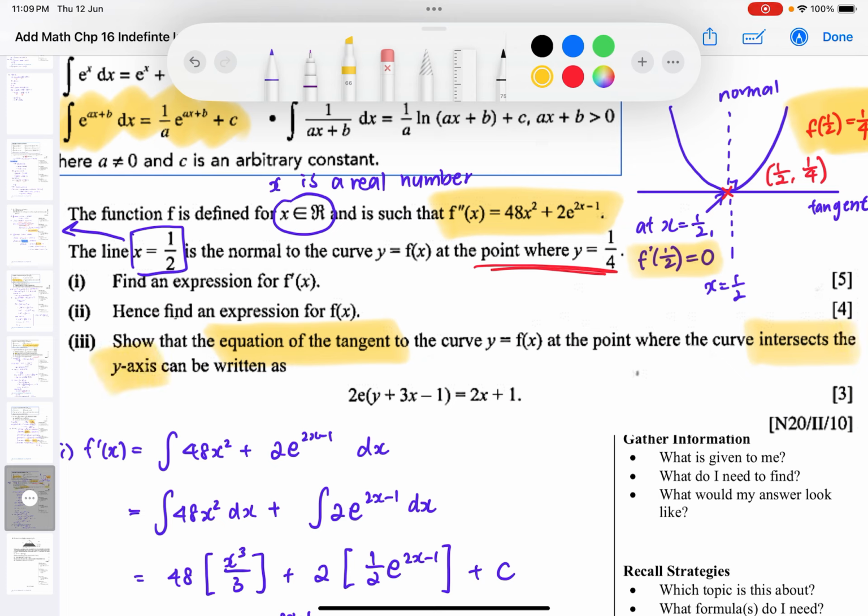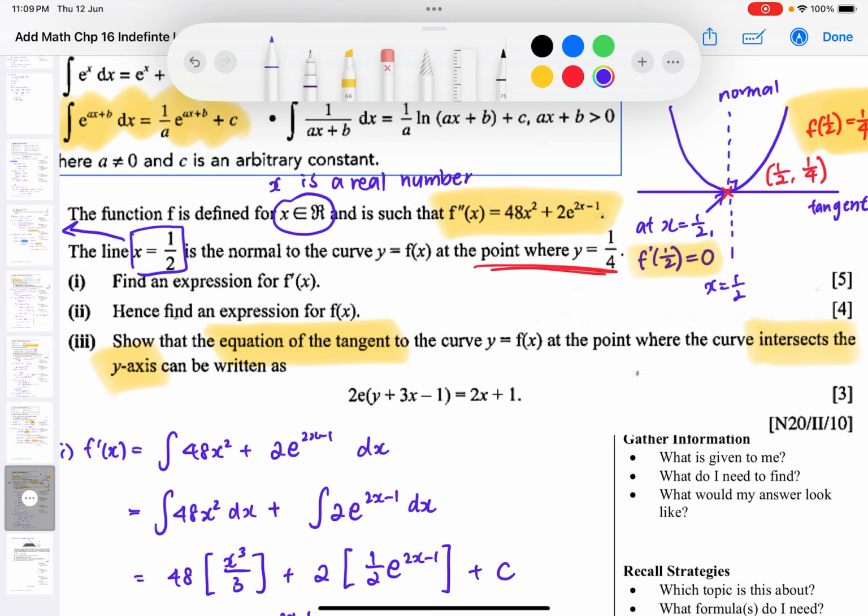So how do I find the equation of a tangent? A tangent is a straight line, and I know that the equation of a tangent is given by what concept? y equals to mx plus c, right? That's the concept that we learn about straight lines. So in order for me to find the equation of a straight line, I will need two things. I will need the gradient and I will need the y-intercept.